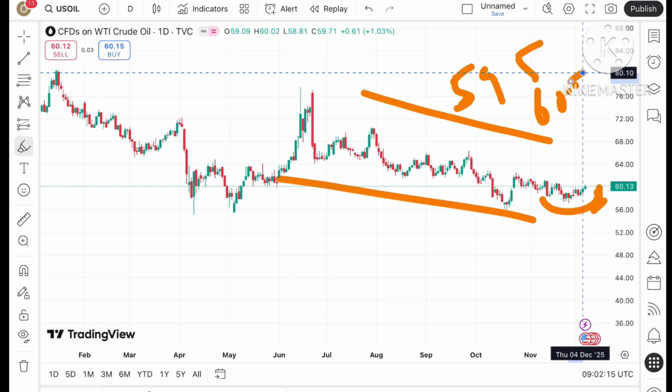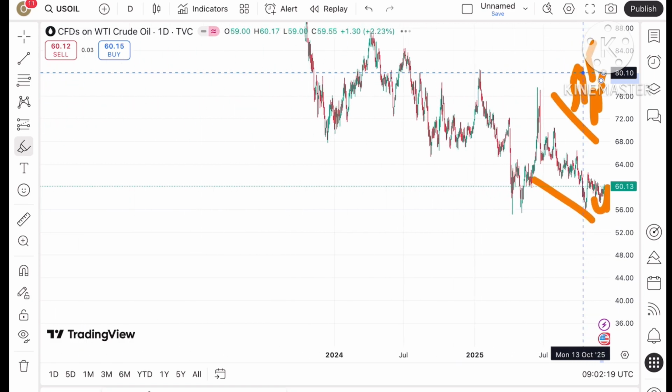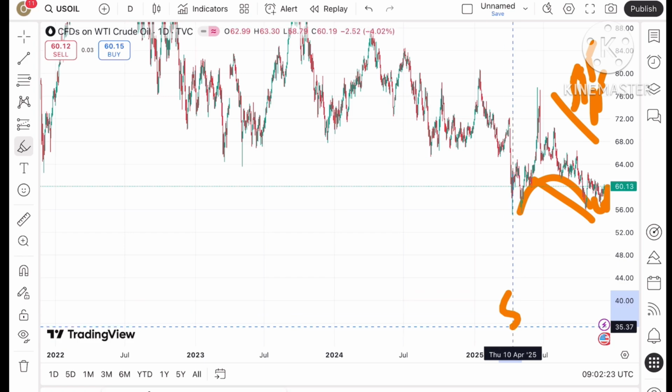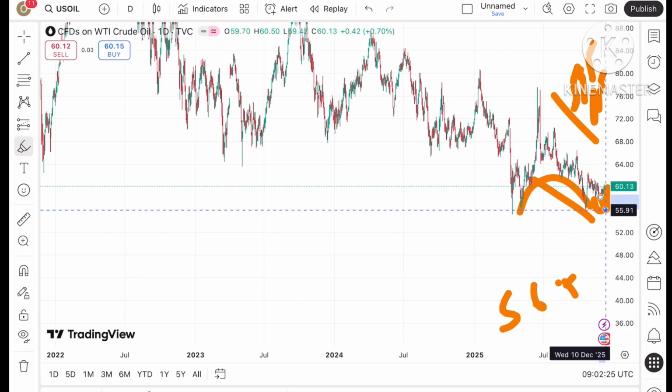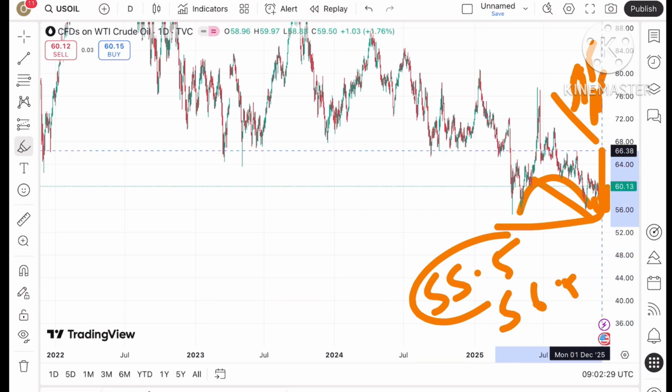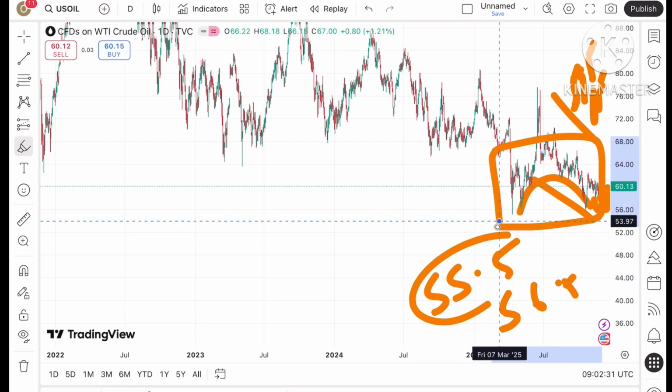Downside support sits around $56.5, because if you look at this bigger pattern and this smaller pattern, if the price starts going below a level of 56.5, chances are very high it can move towards a level of 55.5, and it will move below a level of 54 also. So the downside zone sits around 56.5 to a level of 58. If oil dips, that's where buyers may enter.